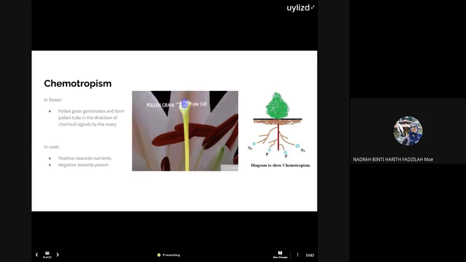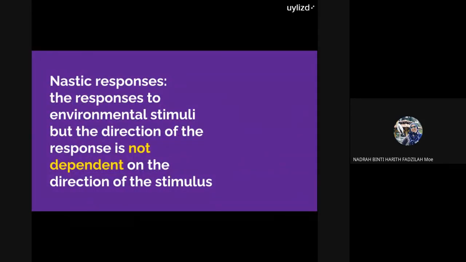Another type of response is nastic response. The responses are responses towards environmental stimuli, but it is not dependent on the direction of the stimulus. Dan biasanya nastic responses ni, okay kejap, maksudnya in a way they can communicate via chemicals. Yes, the different types of cells communicate via chemicals. Memang pun. Dan most of the cells in our body pun macam tu kan. Communicate via chemical signals juga. That is the function of hormones. Betul-betul, saya setuju.